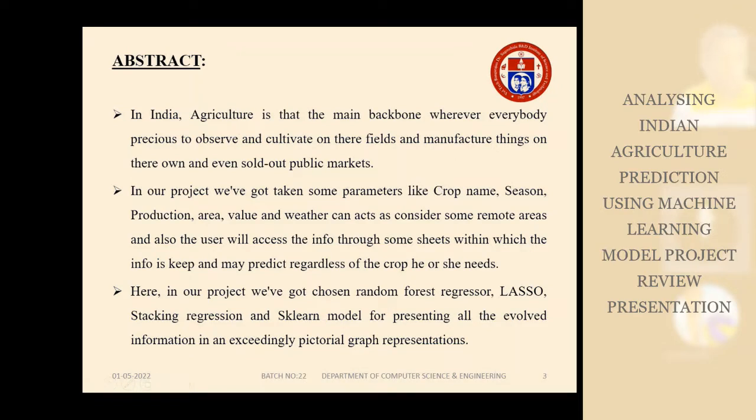We are giving some parameters like crop name, season, production, area value, and we are also including pH values and weather, and some oxides for the crops, like nitrogen and phosphorus. By using this data, the farmers can know which crop they have to cultivate, for which season and which month.